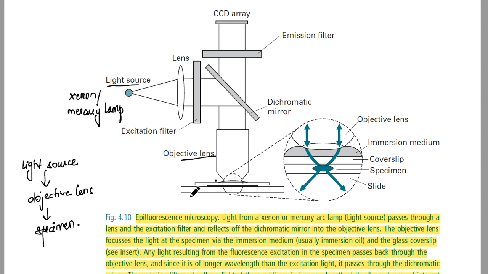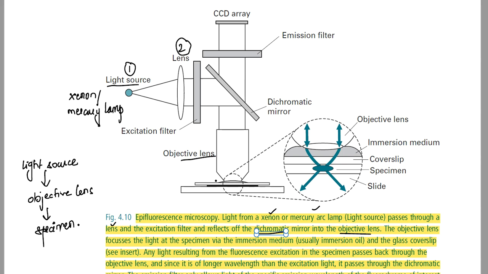So see the working principle here. As you can see, from the light source, which can be xenon or mercury lamp, the light passes through a lens and then the excitation filter and reflects off the dichromatic mirror into the objective lens. So where is the light coming from? It is coming from the source, which can be xenon or mercury arc lamp. Then it passes through the lens. Okay, number one, we can say it is a light source. Then it passes through the lens.